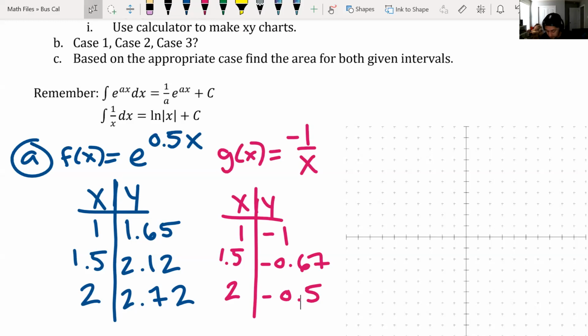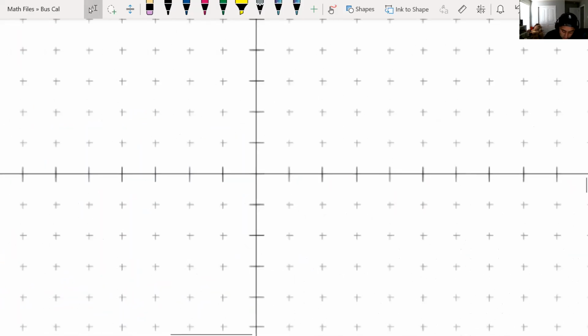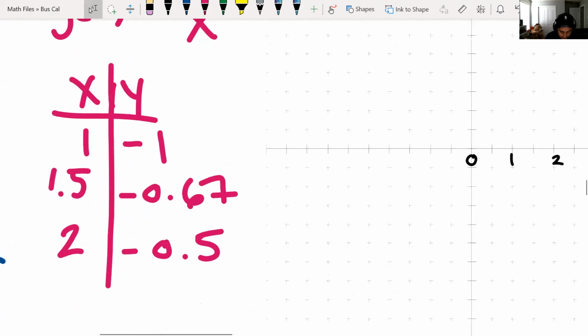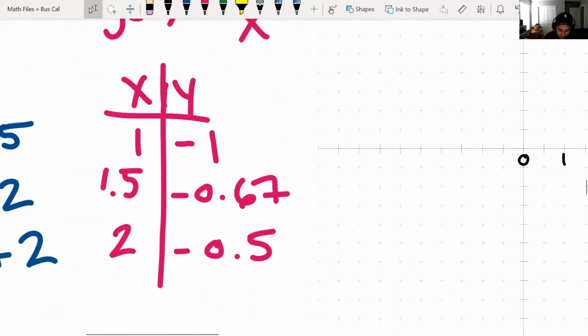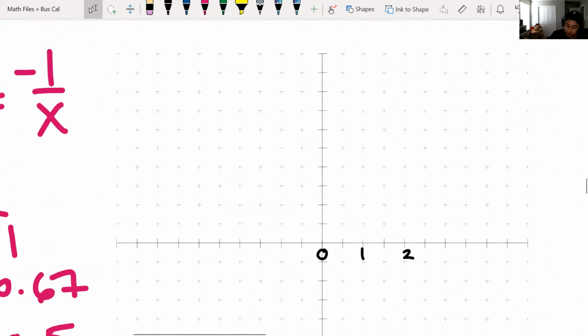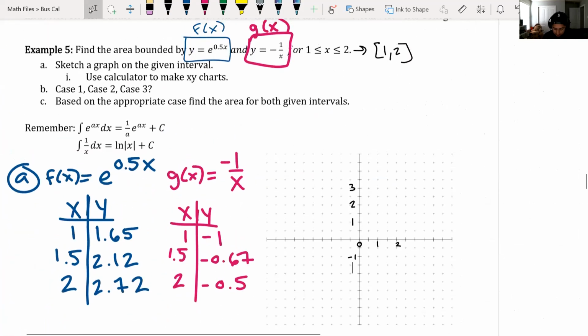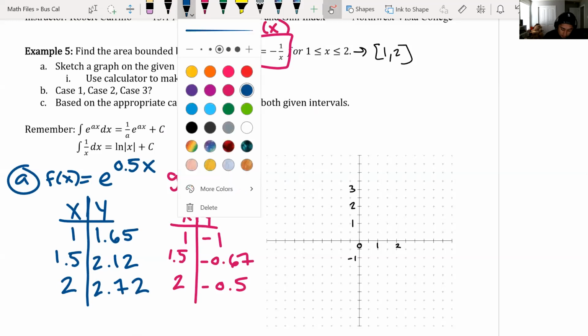That should make things easy over here. So here's 0, here's 1, here's 2. My y values, I have -1 as the lowest, and 2.72 is the highest. So we'll go up to 3. And I can skip around again. So 1, 2, 3. And then down here, -1. All right, let's graph it again. So blue, increase, we're good.